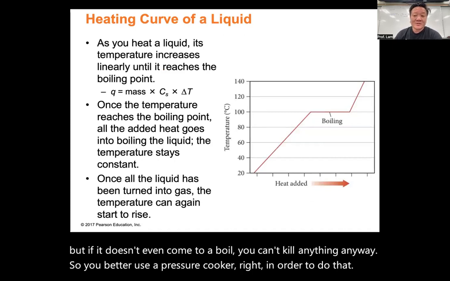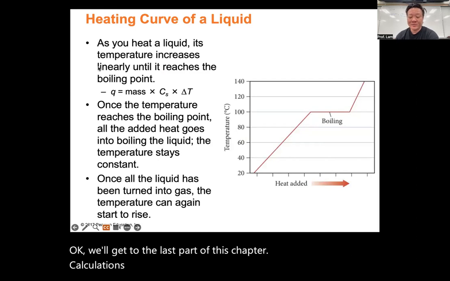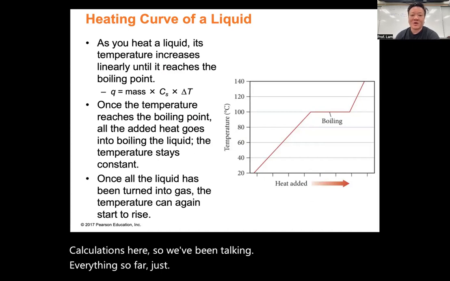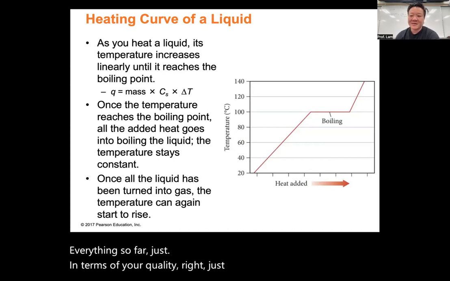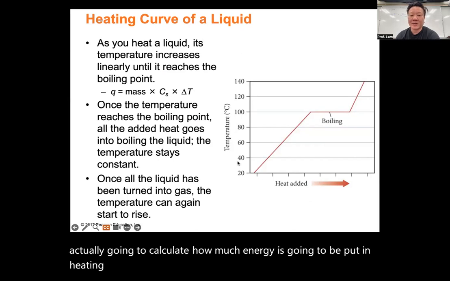Okay, we're getting to the last part of this chapter. We're going to do some calculations here. So far we've been talking about everything just in terms of quality, just qualitative analysis. Now we're actually going to calculate how much energy is going to be put into heating things, or boiling it, or melting it.